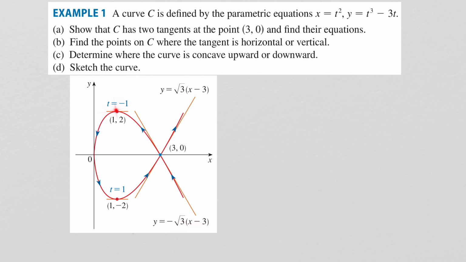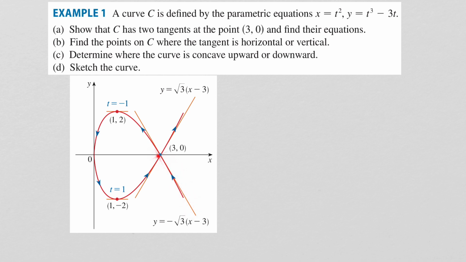And then we had a horizontal tangent when t equals -1, and that was at the point (1, 2). We had a horizontal tangent when t equals +1, and that occurred at the point (1, -2). And then we had a vertical tangent when t equals 0, and that was at the point (0, 0). So you can see that vertical tangent here.